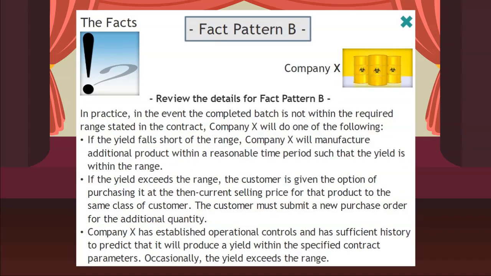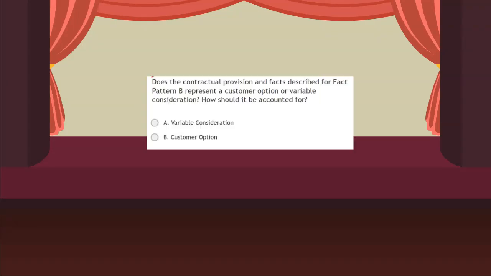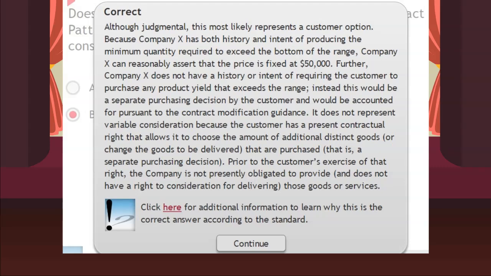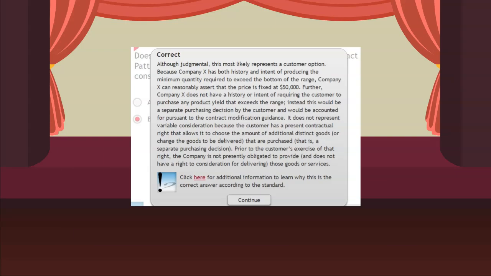Now read through fact pattern B. The difference here is that Company X has protocols for when they produce outside of the range within the contract. For this fact pattern, the same question is being asked. Is this variable consideration or a customer option? In this fact pattern, it is a customer option. Please read through the answer now.